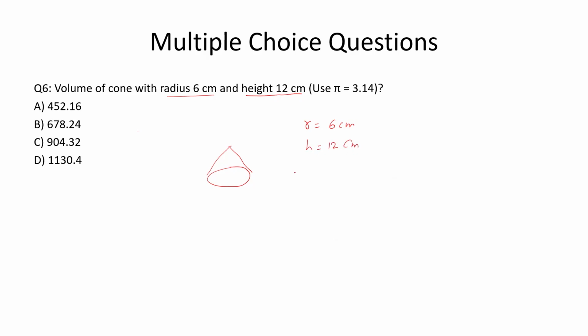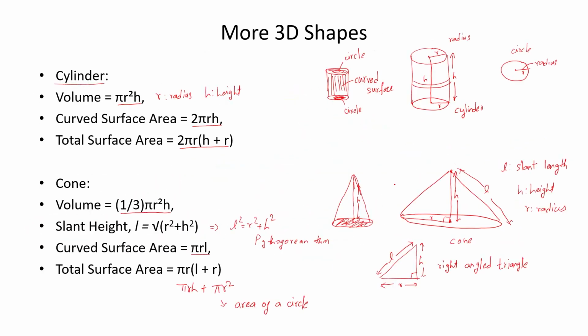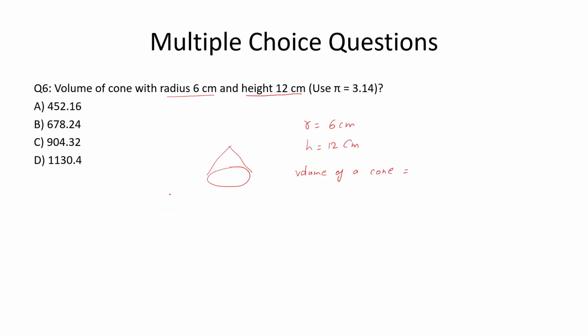Now you have to compute volume of a cone. Do you remember the formula? Actually, I don't remember. So let me go back and check. Volume of a cone. So cone is here. Volume of a cone is 1 upon 3 pi r square h. This is the formula. Here you can see that 1 upon 3 is a constant.